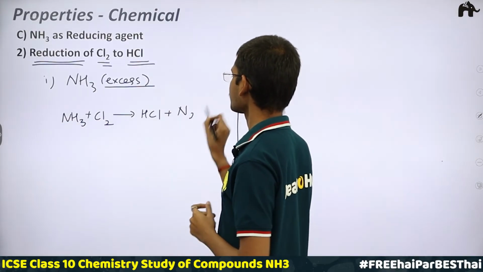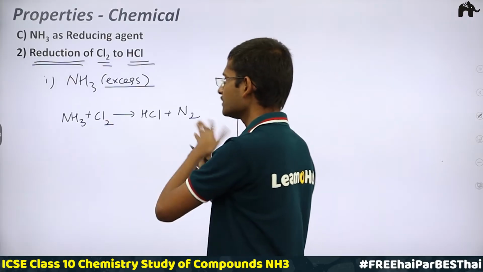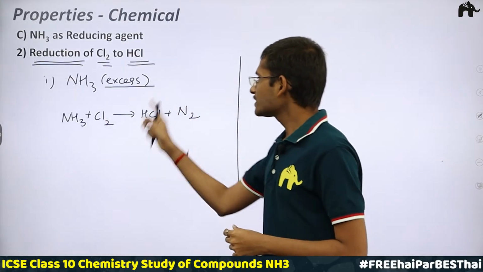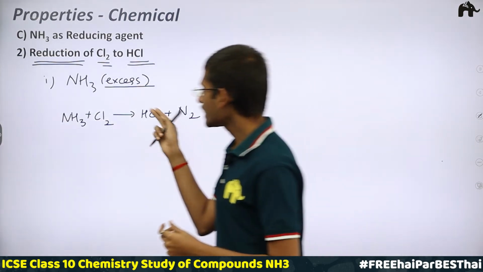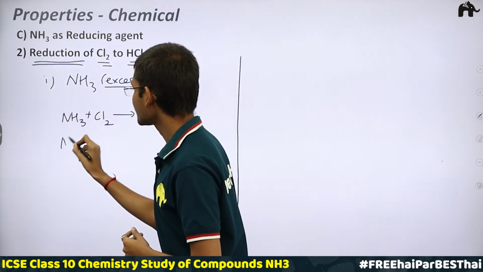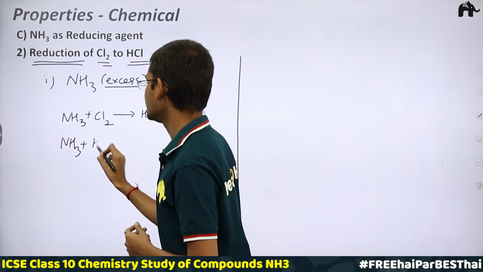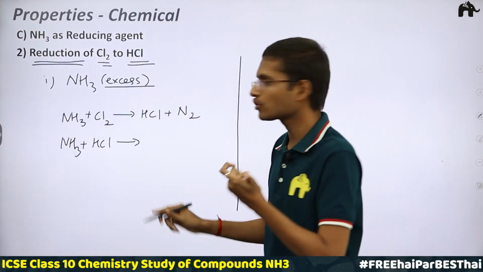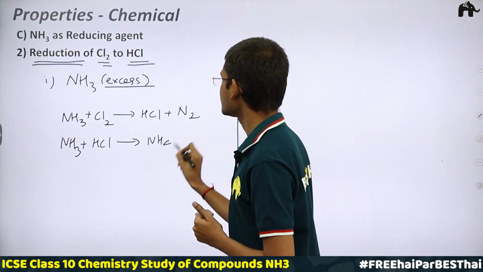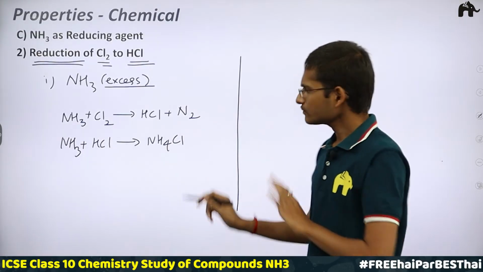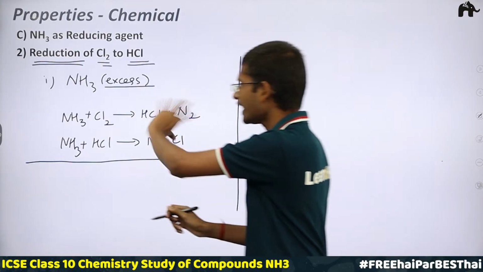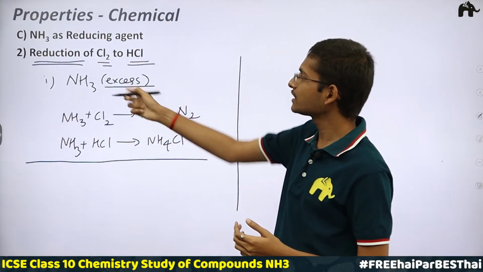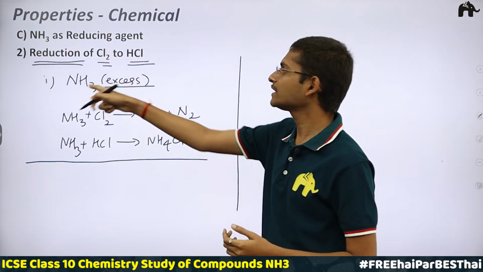But this is not the complete reaction. Once the hydrogen chloride is formed, since ammonia is in excess, it readily reacts with this ammonia, and what it would form, you all know, ammonium chloride, NH4Cl. Now when we add these two reactions, we would get the resulting reaction, which is the actual reaction taking place when chlorine is reacting with excess of ammonia.